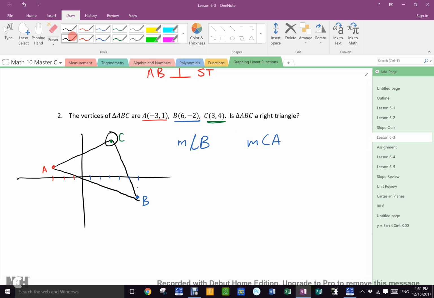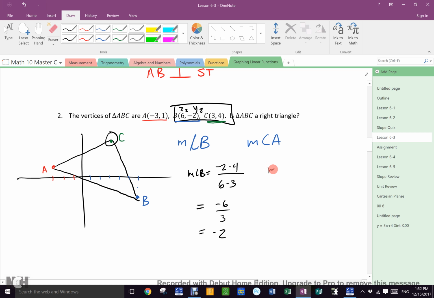So let's check. What is the slope of CB? That means I got to use these 4 points. What is it? Write it out. You can't get it wrong. Somebody talk to me. Negative 2 minus 4. So that means you've made this guy y2, which makes this guy x2. Okay, what's on the bottom? 6 minus 3. Tidy that up. What's negative 2 minus 4? Negative 6 over 6 minus 3? 3, which means that slope is negative 2. Agreed?